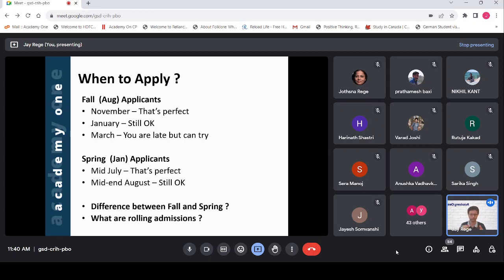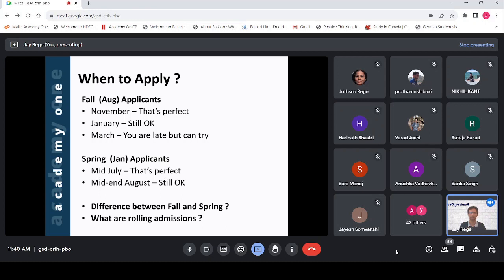My recommendation is start working on other things simultaneously, but not at the cost of your GRE preparation. It's not that you have to put all the time towards your application, and because of that your GRE preparation suffers. So don't let that happen. But simultaneously, you can start thinking of the applications also in parallel.